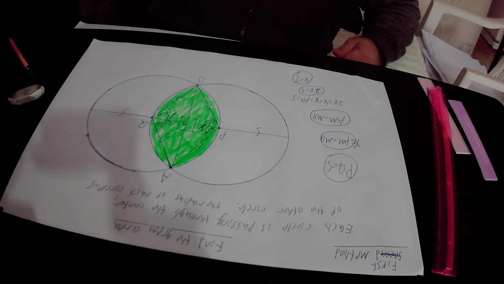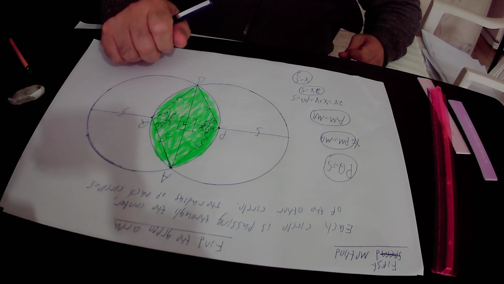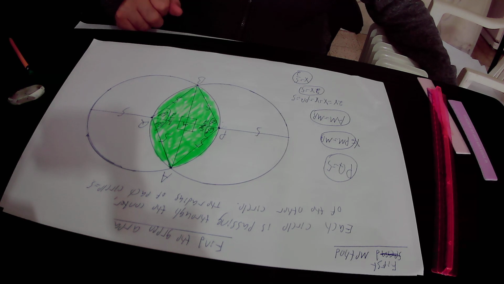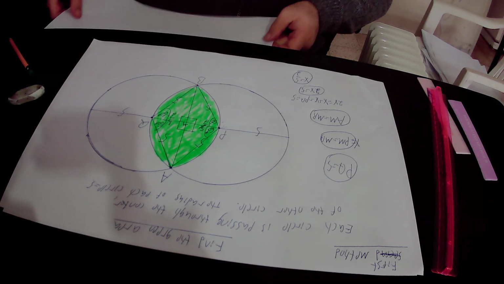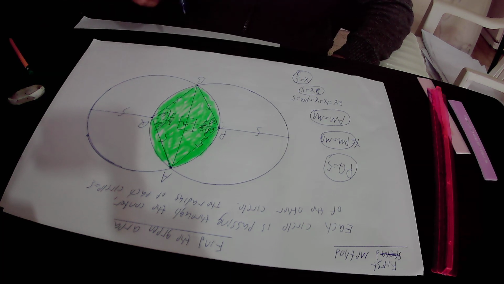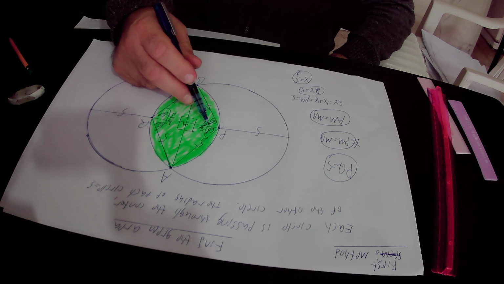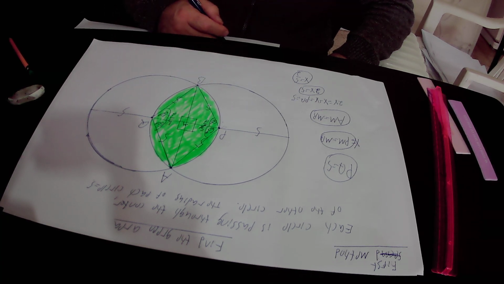Okay, all the angles are equal to 60 degrees, and here angle APB equals 60 degrees plus 60 degrees, that is to say it equals 120 degrees.